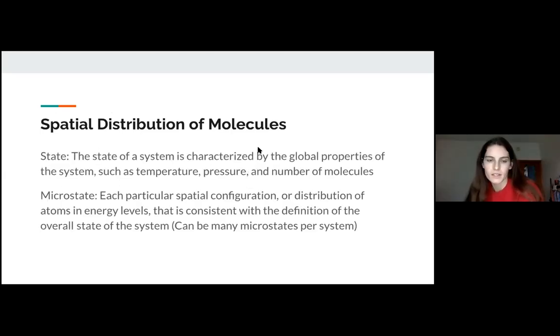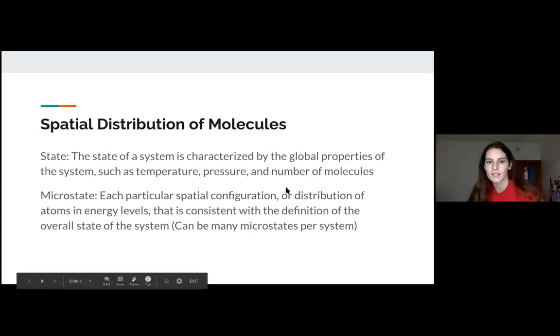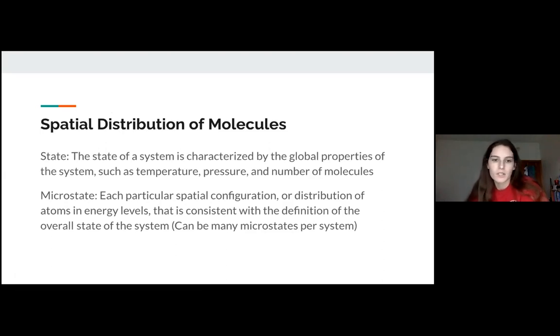Yeah, perfect. So the state of the system is characterized by the global properties of the system, like Daniel was saying, such as temperature, pressure, and number of molecules. Whereas a microstate is each particular spatial configuration, like a snapshot in time, or distribution of atoms and energy levels that's consistent with the definition of the overall state. So there'll be many microstates per system.